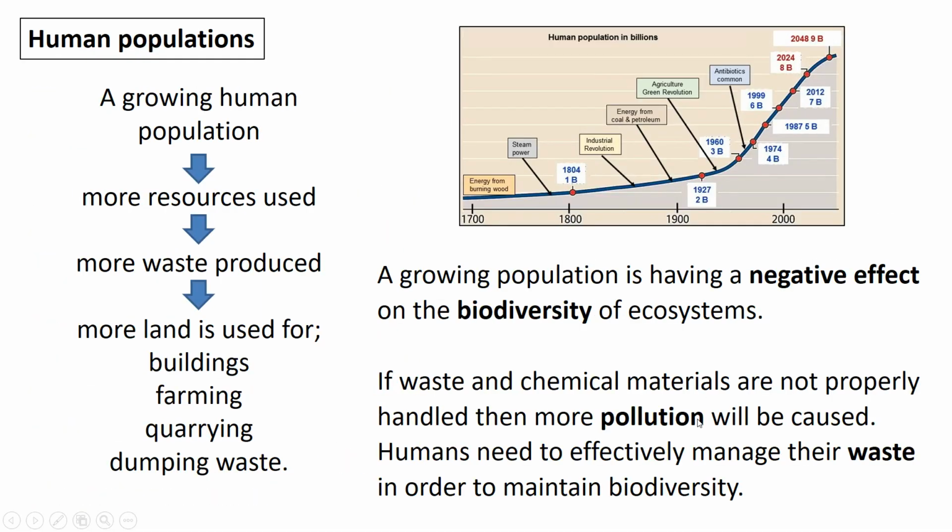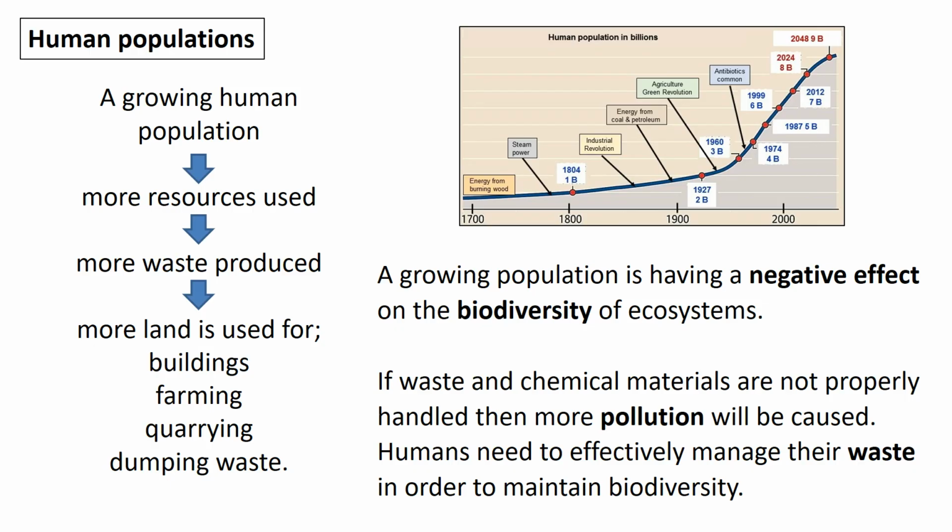Okay, and if we think about humans as part of this picture, we know that there's a growing human population, and if humans carry on growing, we're going to use more resources, create more waste, and use more land for building, farming, quarrying, and dumping waste. The growing population could have a negative effect on the biodiversity of ecosystems. If we are using the land for things like buildings, then that land isn't there for the plants and animals that might have been living there originally.